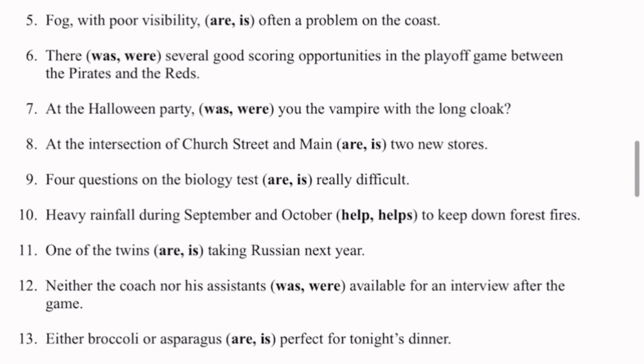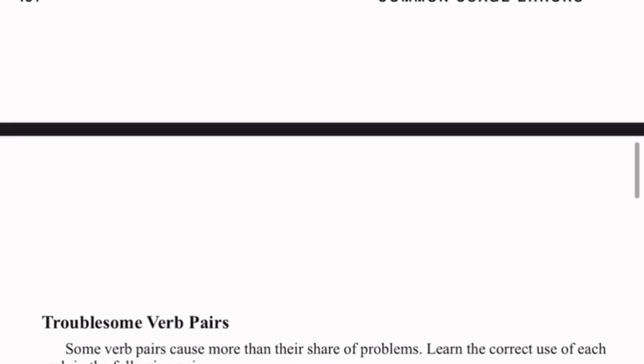All right. Let's look at this also. What about number 11? One of the twins dash taking Russian next year. One of them. So the answer is is. What about number 12? Neither the coach nor his assistants. Assistants, which is plural, right? So the answer is were.